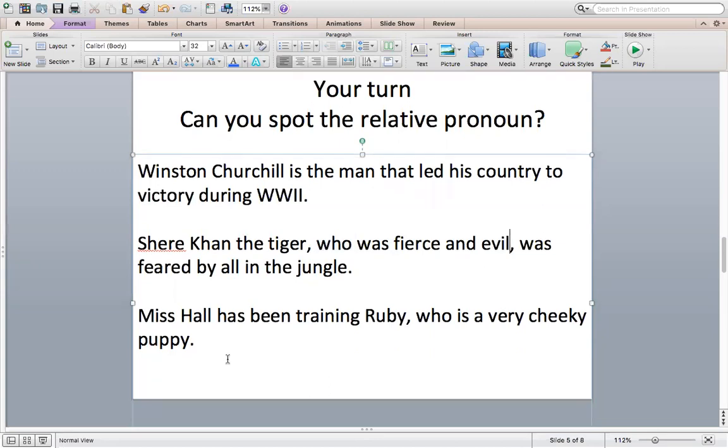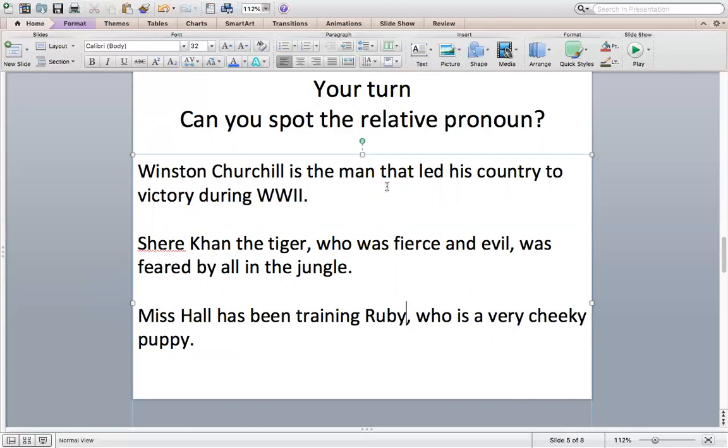And the last sentence, Miss Hall has been training Ruby, who is a very cheeky puppy. Now, Miss Hall has been training Ruby. That's a standalone sentence. It makes enough sense on its own, but we're choosing to add a little bit more information about Ruby. However, that information is non-essential, which means we don't need it for this first part of our sentence to make sense. Therefore, with the non-essential relative clauses, we must put a comma after the main independent clause. Miss Hall has been training Ruby, comma, who is a very cheeky puppy.